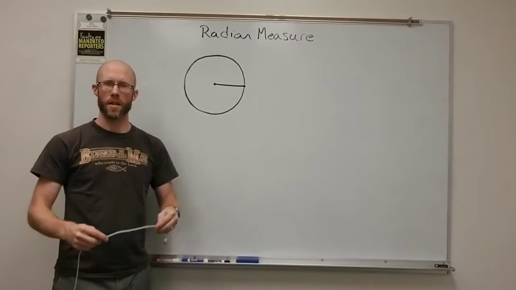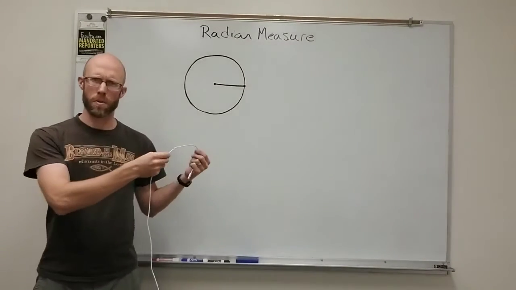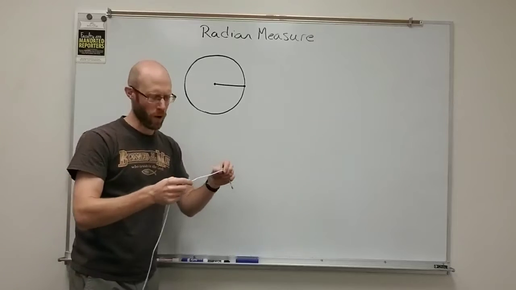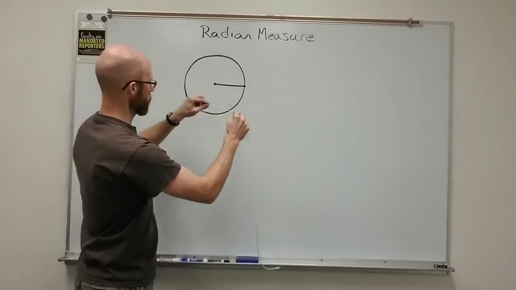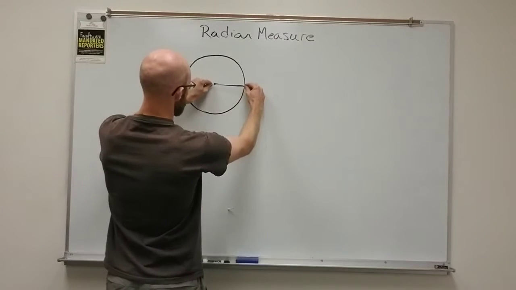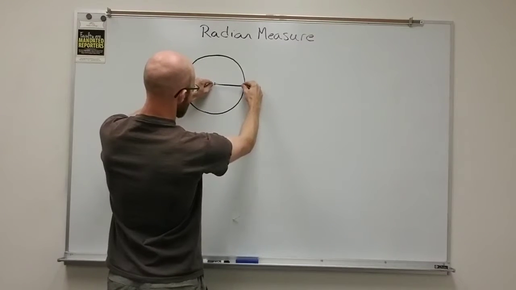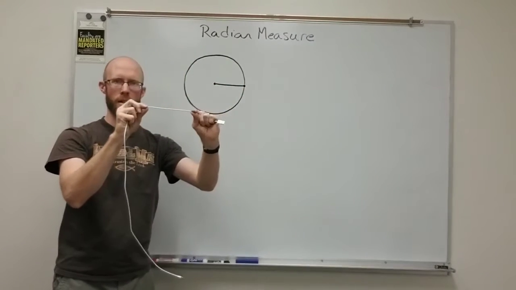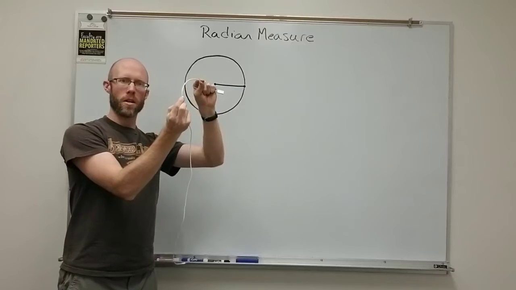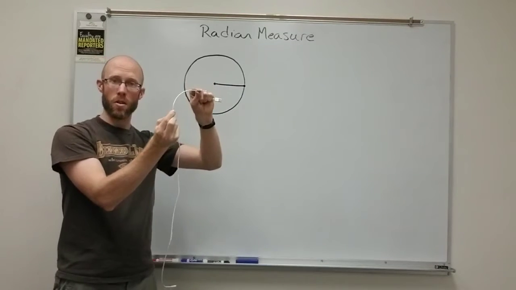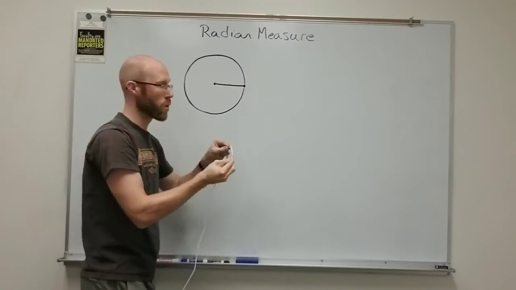Right, so I'm going to take this cord. It's a white cord, so it may show up, or it might not show up really well, but I'm going to take this cord and measure out one radius with it. I'll lay it across the radius here, and just use my fingers to pinch off the ends. Right, there's a radius. And now I'm going to wrap that same distance around the edge of the circle and mark off where each one is.